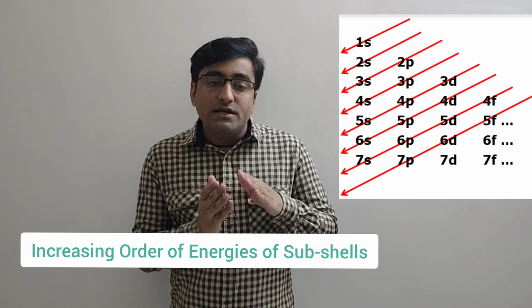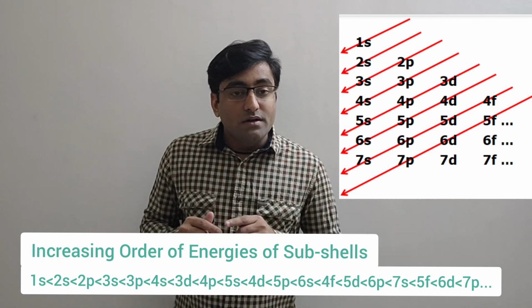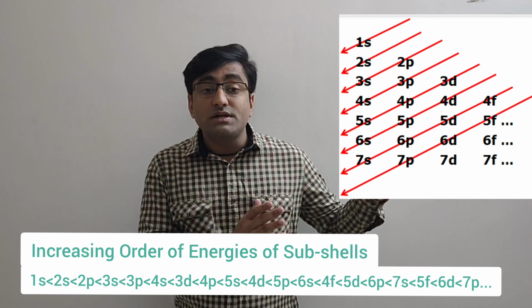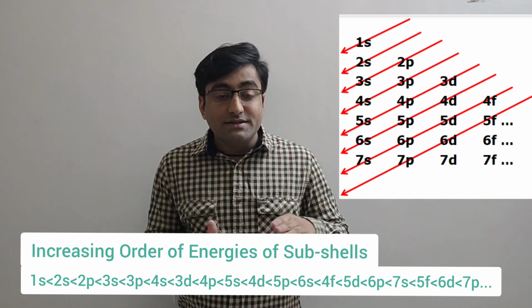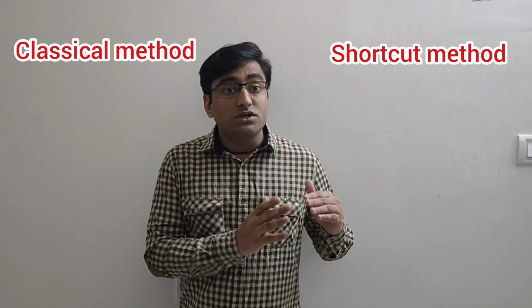On the basis of the diagram that you can see on the screen, both the scientists formulated the way in which the increasing energy of the subshells is written, that you can see at the bottom of the screen. That is 1s, 2s, 2p, 3s, and so on and so forth. It goes up till 7p. Now, how to memorize this increasing order of the subshell's energy? There are two ways. First is the classical way, and then I will also be teaching you the shortcut. So first, let us start with the classical way.